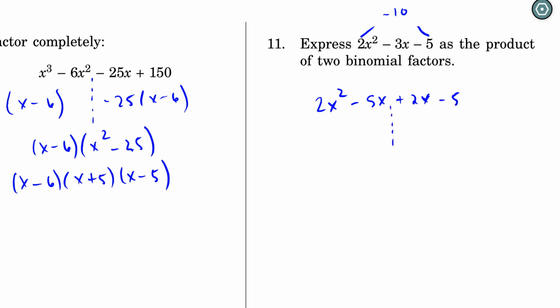Do my grouping technique. x times 2x minus 5, positive 1 times 2x minus 5, right? Remember, if there's no GCF, it's not GCF 0, it's GCF of 1. So then the common factor there is 2x minus 5, and then we have x plus 1.